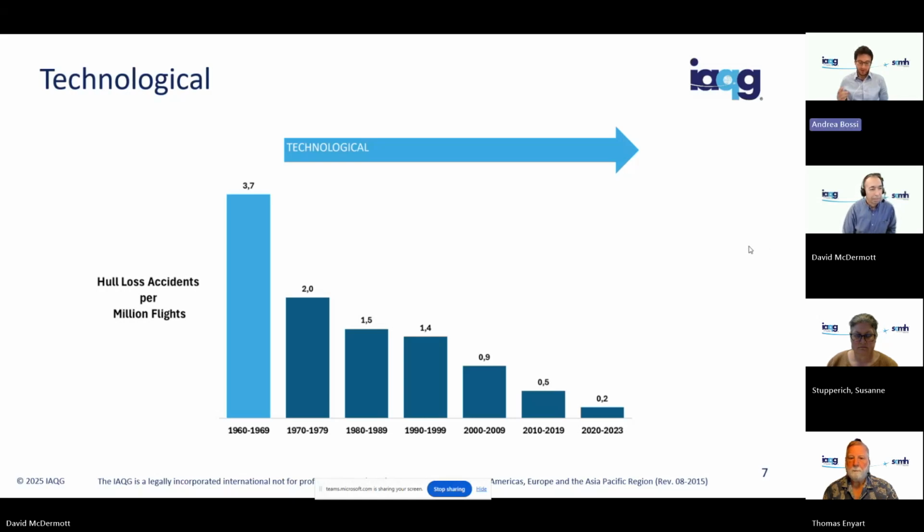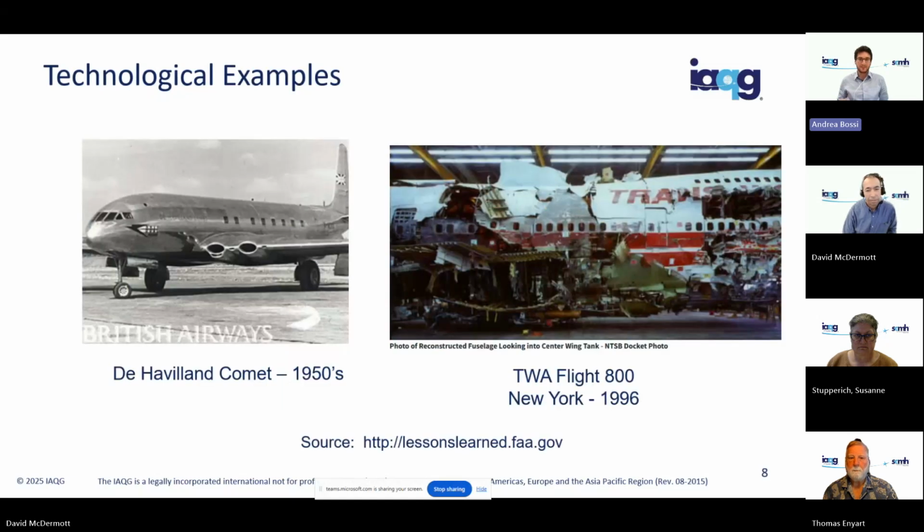A couple of notable examples can better explain this leap forward. Yeah, in the 1950s, a company called de Havilland started developing the first commercial jet airliner, the Comet. The new aircraft was faster than its propeller-driven, piston engine-powered competitors, and it could fly higher. Because of that, the fuselage was pressurized.